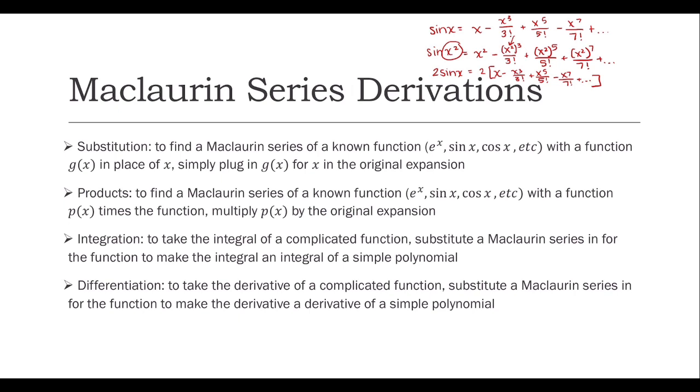For differentiation, it's basically the same thing as integration with your Maclaurin series. To take the derivative of a complicated function, you'll substitute the Maclaurin series in the function to make the derivative a derivative of a simple polynomial. So you'll do the same kind of substitution of a Maclaurin series, and then instead of taking the integral, you'll take the derivative.